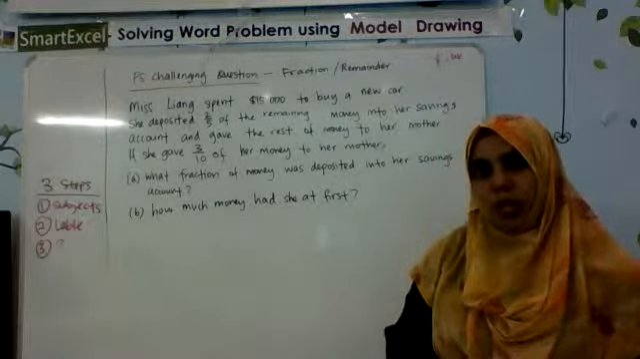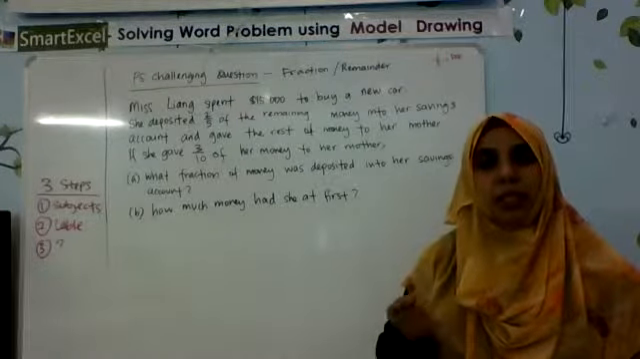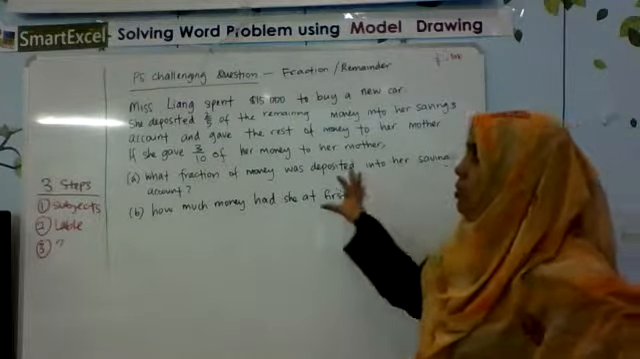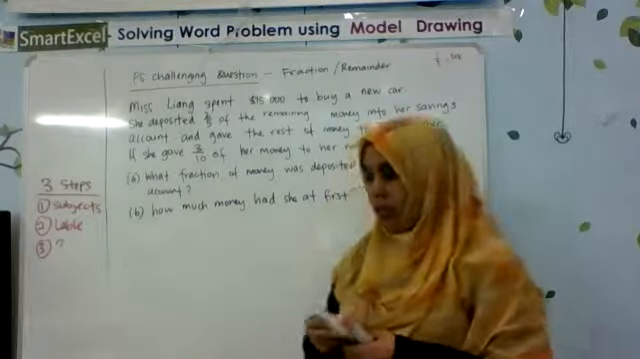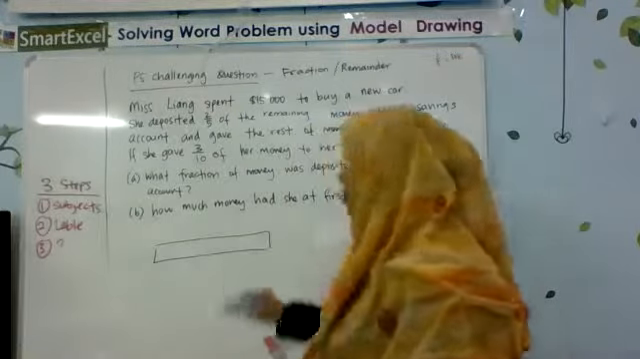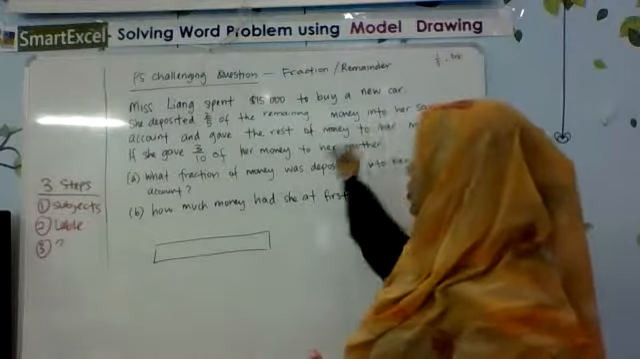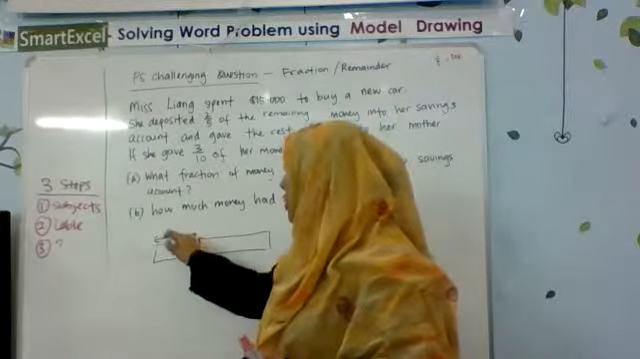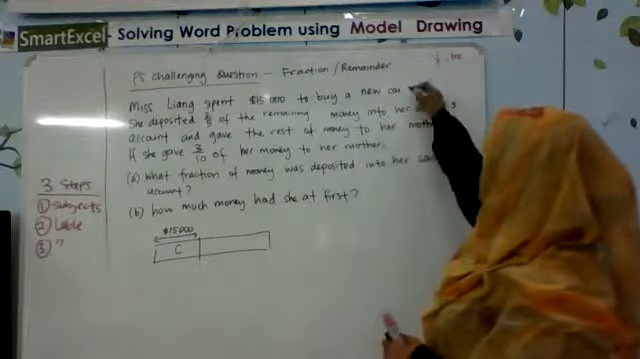Like I always share with you, we always need to know how many subjects so that you can determine how many models we must draw. In this question, they talk about Miss Liang spending money, so it's one model. So we have here one model. Miss Liang spent 15,000 to buy a new car, so we just have a portion. We put C for car, 15,000.